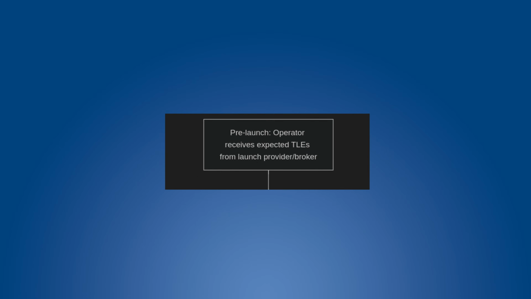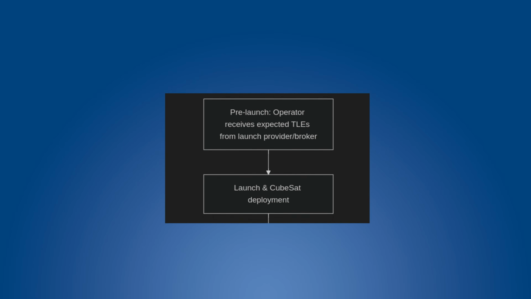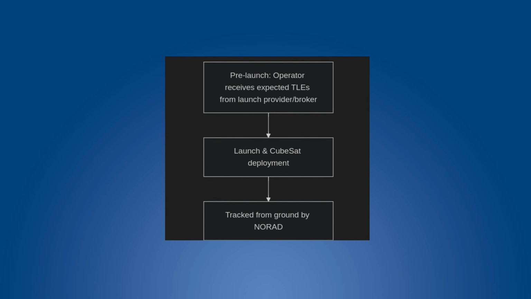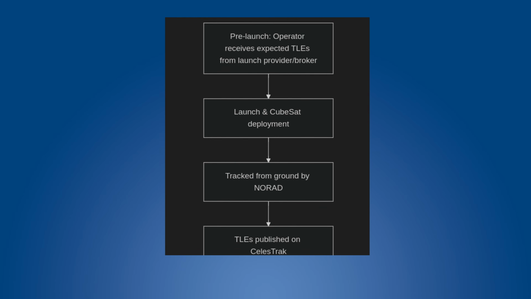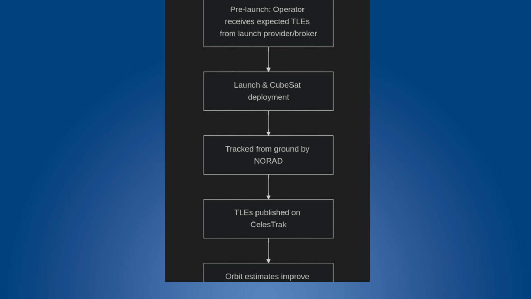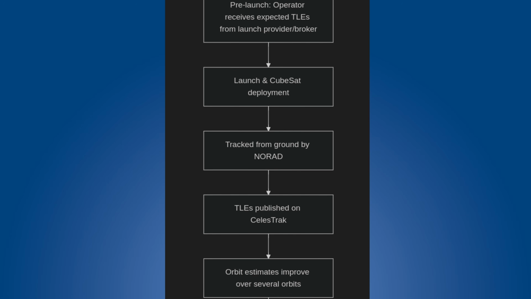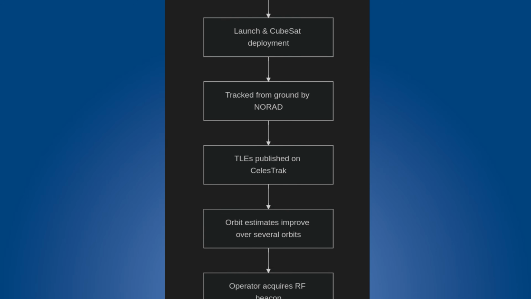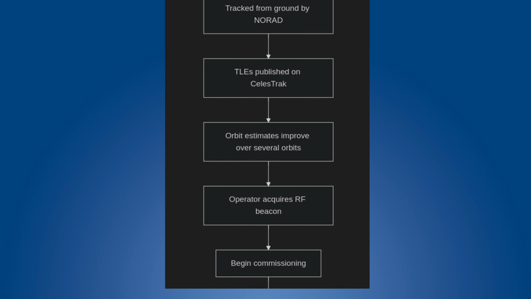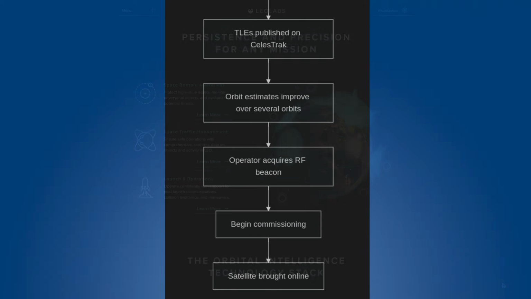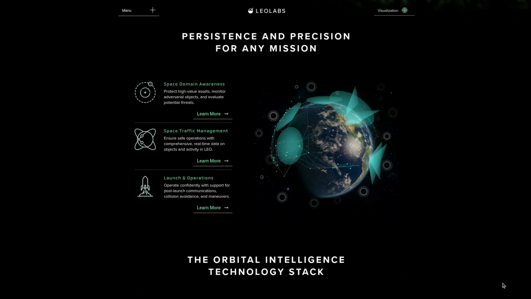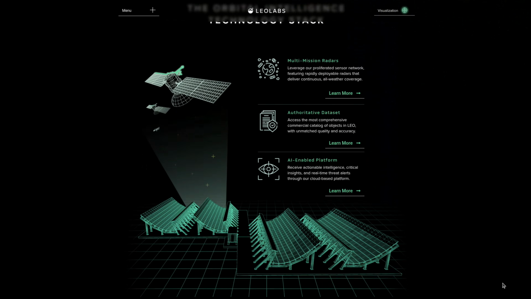Then after launch, when the CubeSat has separated, it will get tracked from the ground by NORAD, which publishes the actual TLEs on Celestrak, and over a few orbits these measurements will become more accurate. At that point, the operator should be able to pick up the RF beacon from the satellite and start commissioning, which means bringing it online. Private space domain awareness companies like Leo Labs also offer these tracking services on demand.